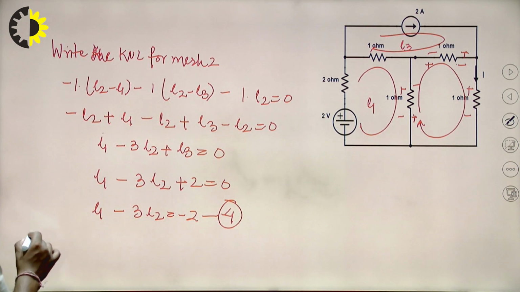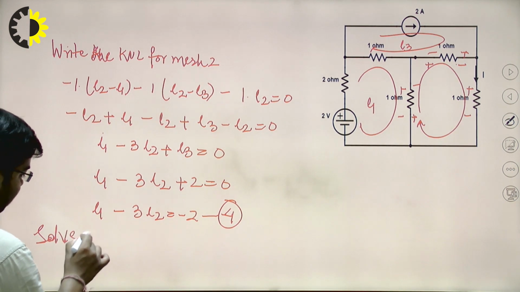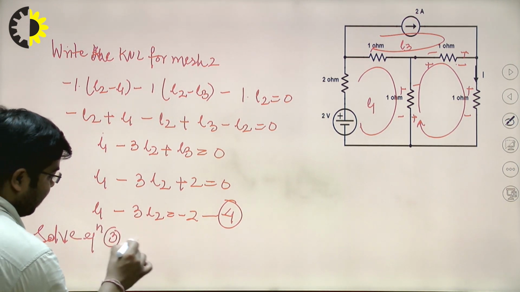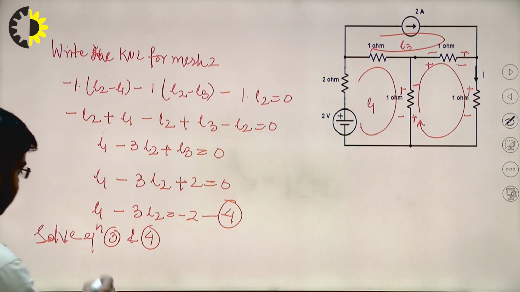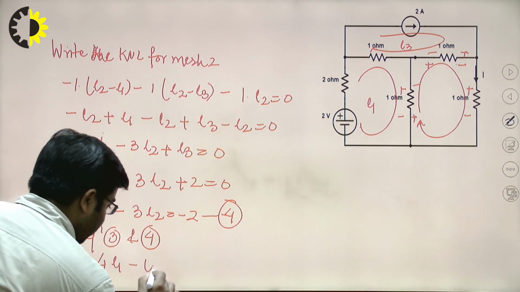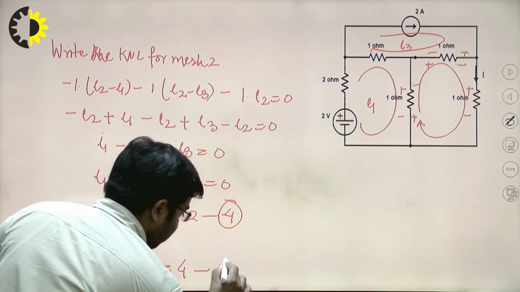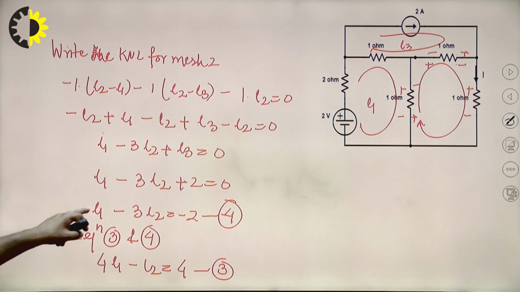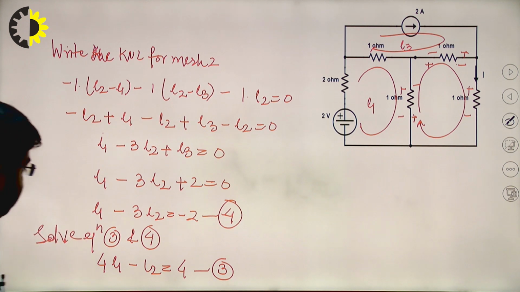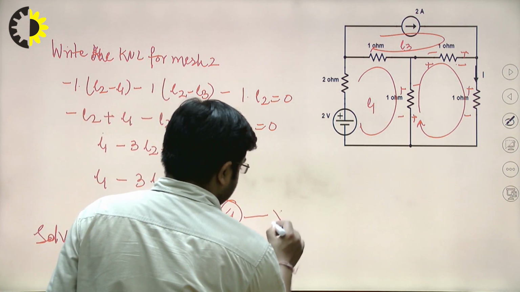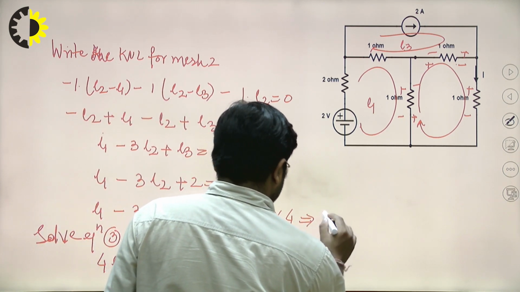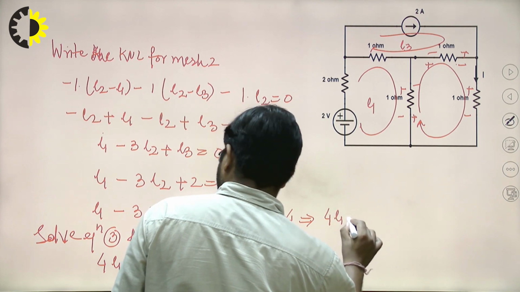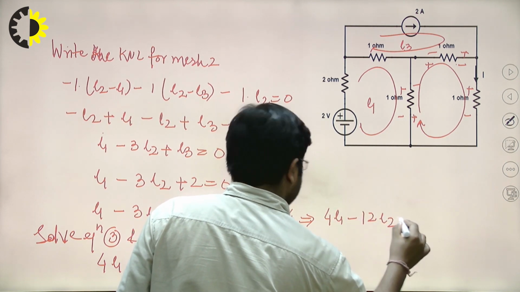Now solve equation number 3 and 4. So you have equation number 3, 4I1 minus I2, that is equal to 4. Okay. Now multiply equation number 4 with 4. So just multiply this equation number 4 with 4. So you will get 4I1 minus 12I2, that is equal to minus 8.